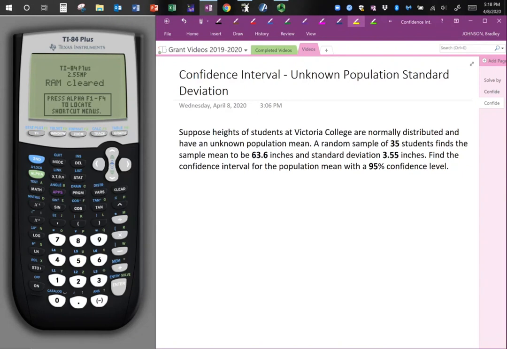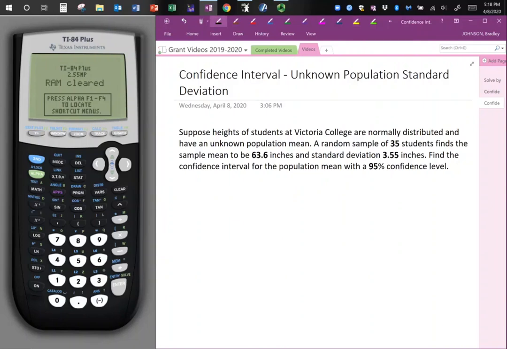So my example that I've written out. Suppose heights of students at Victoria College are normally distributed and have an unknown population mean. A random sample of 35 students finds the sample mean to be 63.6 inches and a standard deviation of 3.55 inches. All of that relates to the sample right there. Now what we want to do is find the confidence interval for the population mean with a 95% confidence level.